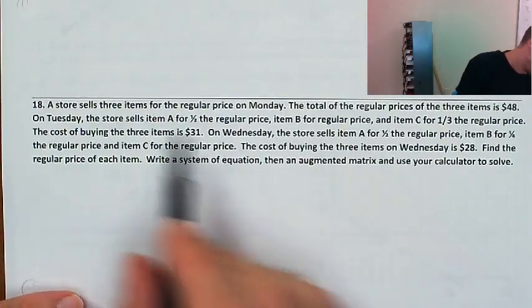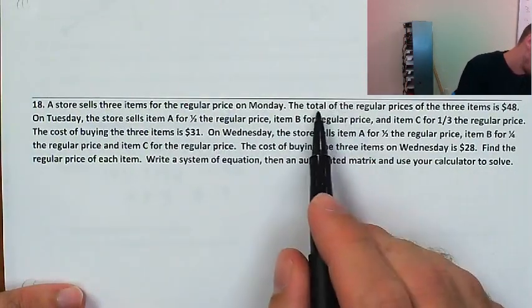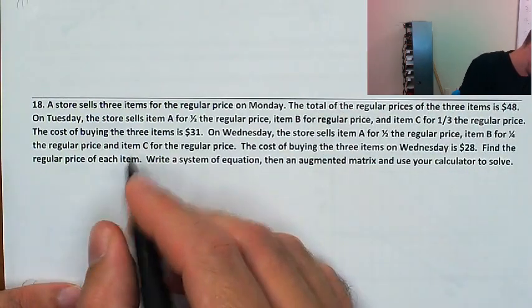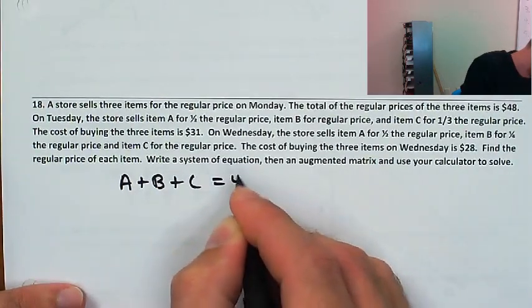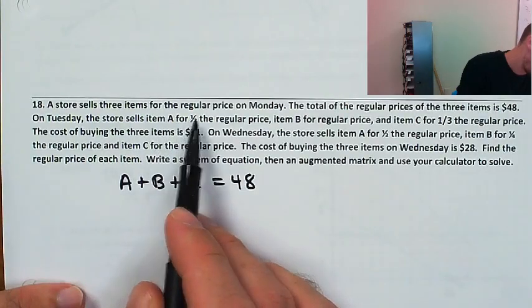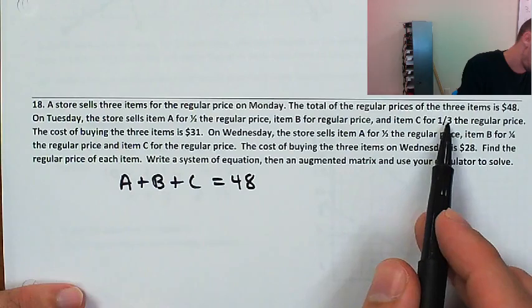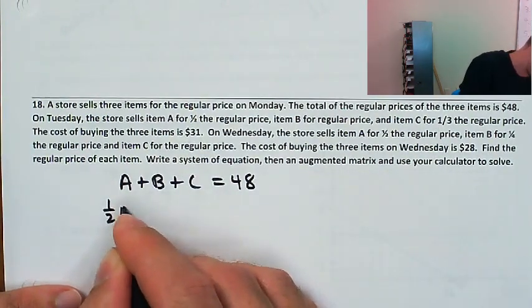How about that? All right, so the store sells 3 items for the regular price on Monday. The total of the regular prices of the 3 items is $48. So I guess this must be A plus B plus C equals 48. Yes, item A is half price, B is regular price, item C is a third the regular price. This happens at $31.